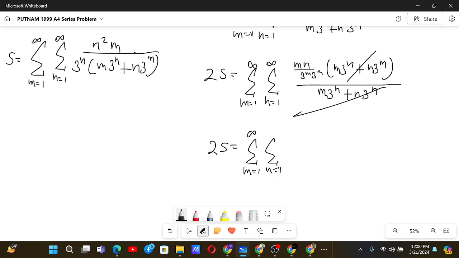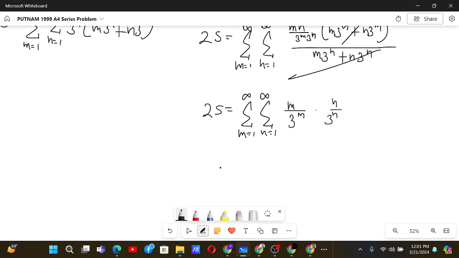It's not too hard now, because now you have m by 3 to the power m and n by 3 to the power n. Now you know what to do. 2s is equal to, you can distribute to individual sums, and both sums will actually have the same answer. So let us write one of them and just square it: the sum of m by 3 to the power m, and the other sum from n equals 1 to infinity of n by 3 to the power n. Both are the same, so squared.